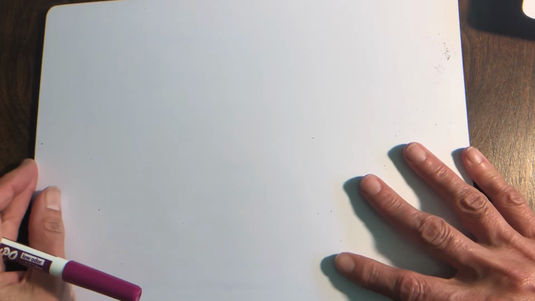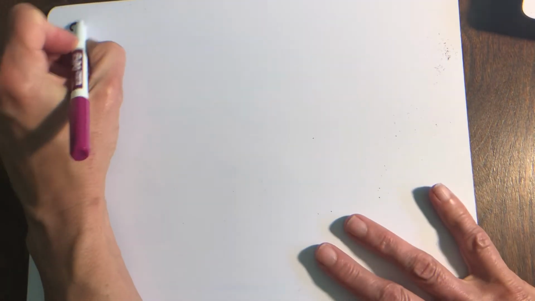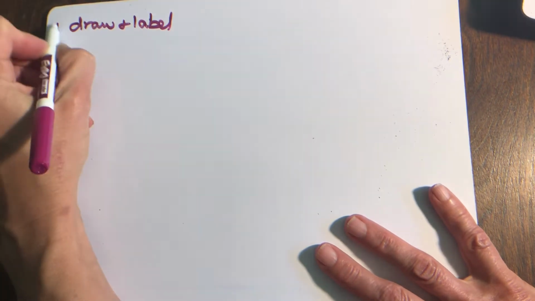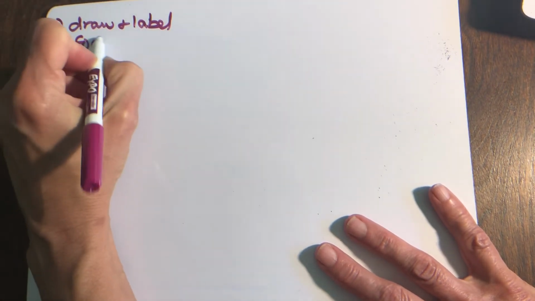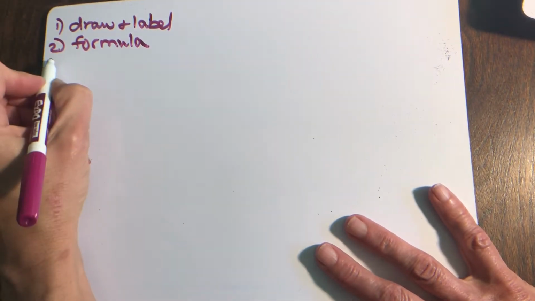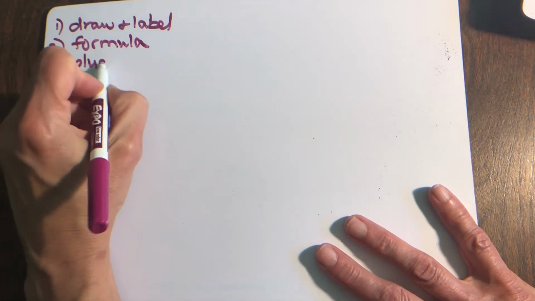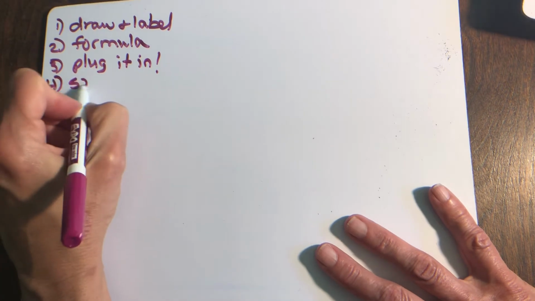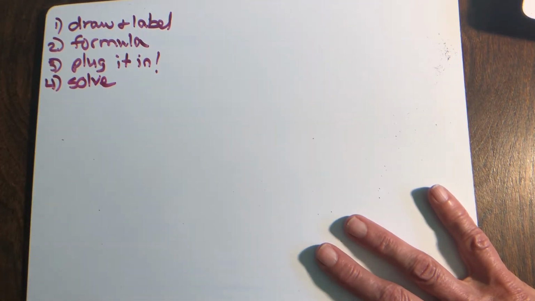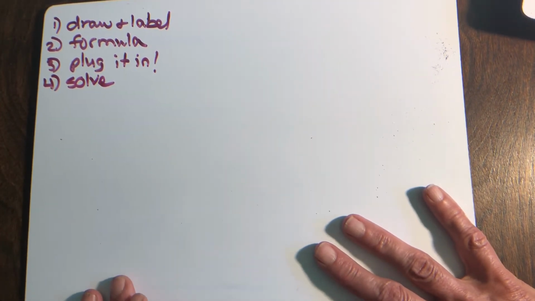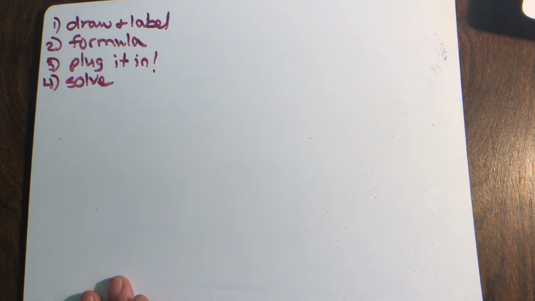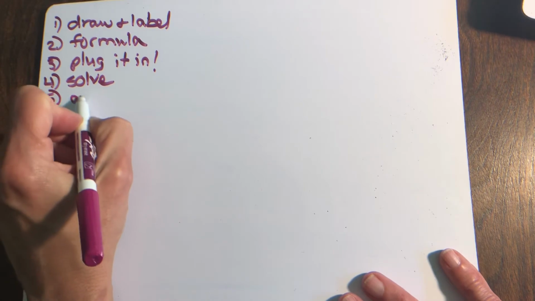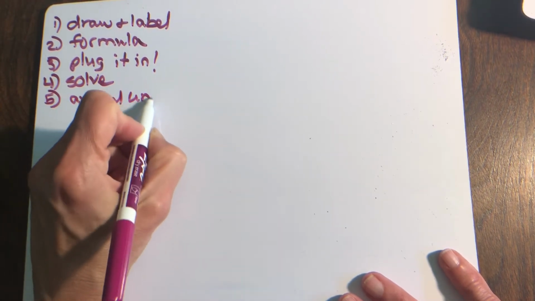So draw along with me. We're going to follow our same steps. We want to draw and label. I know I sound like a broken record. Draw and label, write your formula, plug your stuff in. That's called substitution. Plug it in. Solve it, and make sure you write your units, because as we get into stuff, we've really got to be able to distinguish between our units. Okay? So let's do some.